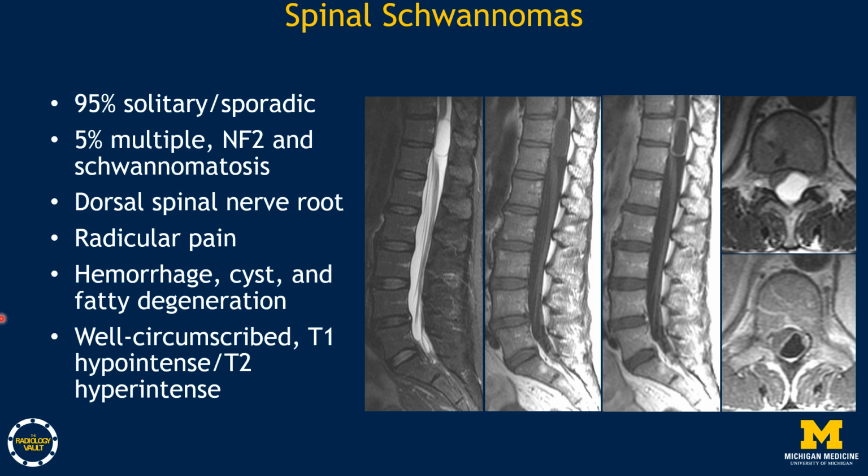Spinal schwannomas are typically solitary and sporadic, accounting for about 95% of cases. Only about 5% are multiple, usually in the setting of neurofibromatosis type 2 or schwannomatosis. They most likely arise from the dorsal spinal nerve root and can present with radicular pain. Imaging may show hemorrhage, cystic change, or fatty degeneration, especially in those larger lesions. Compared to neurofibromas, schwannomas are usually eccentric to the nerve, encapsulated, and displace the nerve.